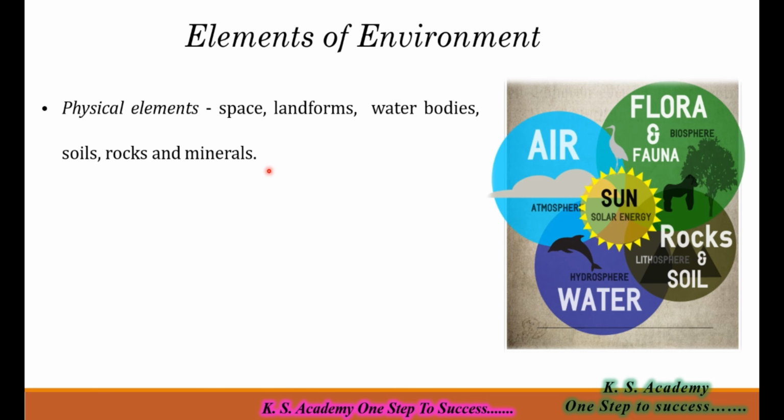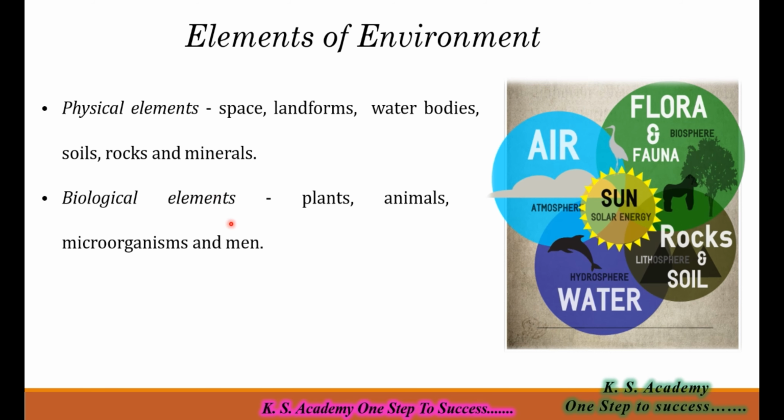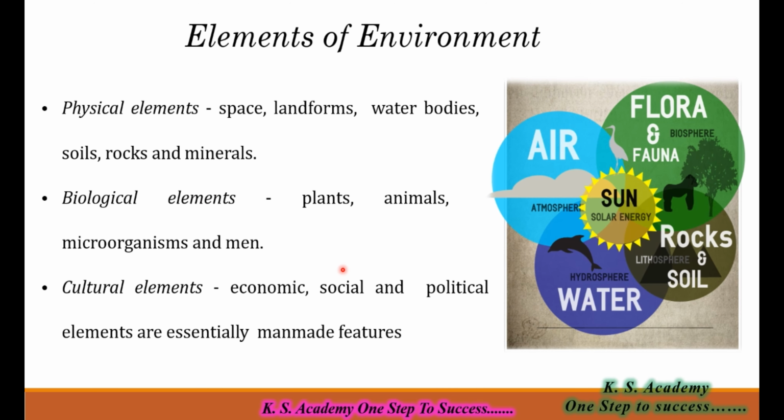So physical elements: space, landform, water bodies, soil, rock, and minerals. Biological elements: plants, animals, microorganisms, and human beings. Cultural elements, that is economic, social, and political elements, are essentially man-made features.